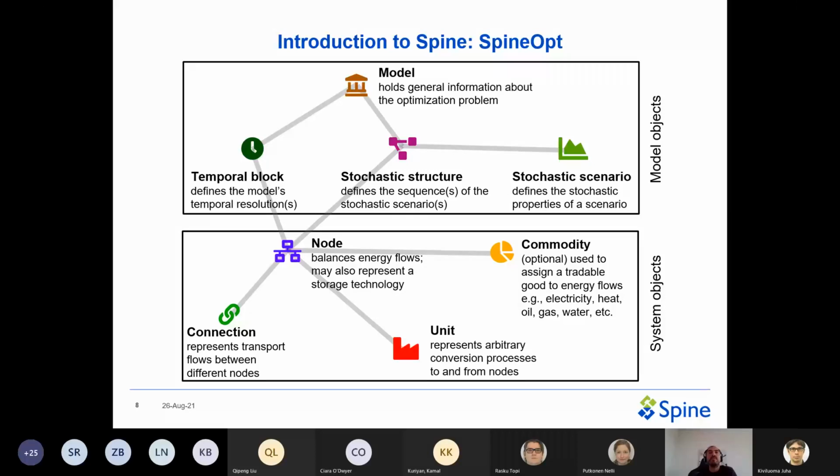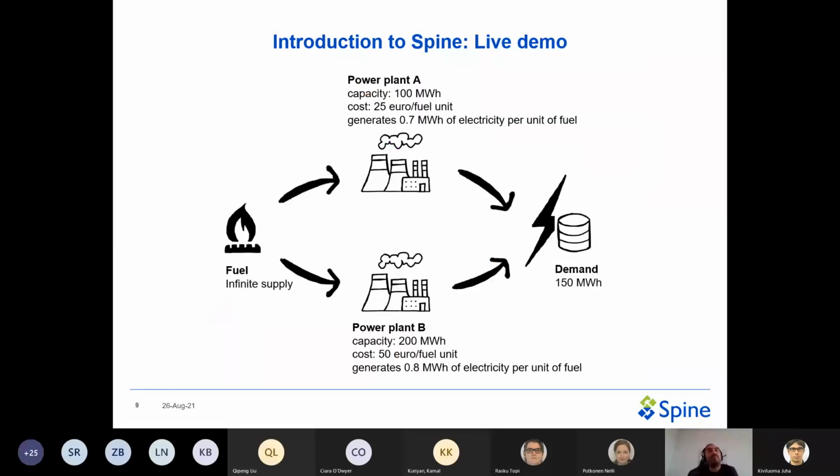Sorry. So I have a motivating example here. Let's say that we have this very simple multi-energy system where we have a fuel supply that is infinite, two power plants with different specifications that take fuel from this node and produce electricity to satisfy a demand that is modeled at an electricity node. So pretty simple, and I will show you how this looks in Spine Toolbox right away.